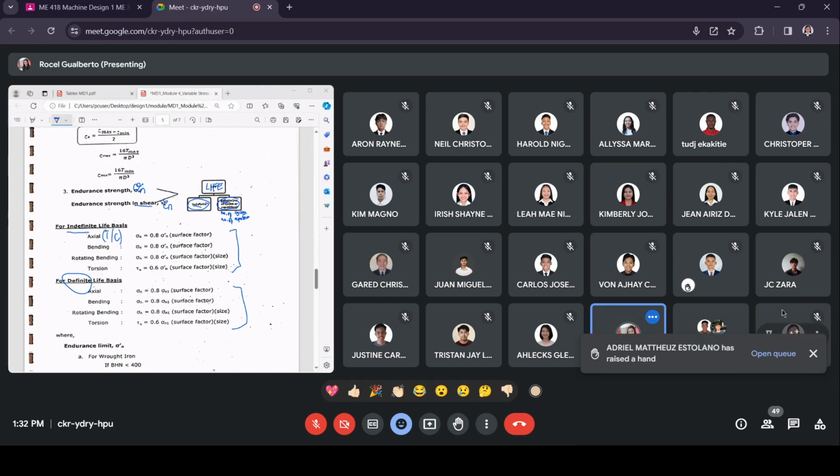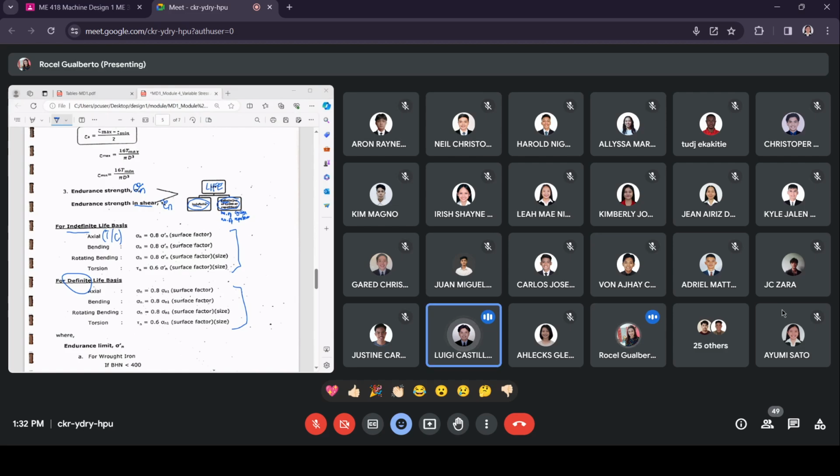Tell me what split you will make. Yes, Luigi. What I see is the value of the endurance strength. Which is basically different? Look at the equation, axial in indefinite and axial in definite. You compare the two. Which is different? Sigma prime n and sigma n1. Okay, correct. This is the only difference.